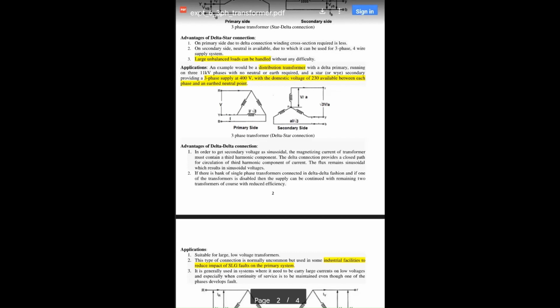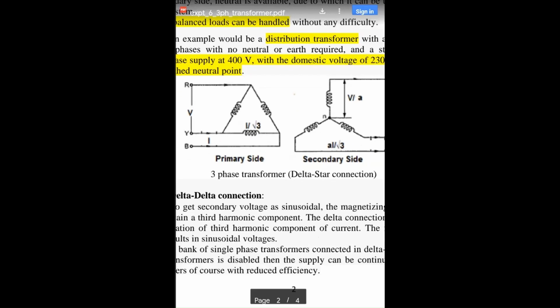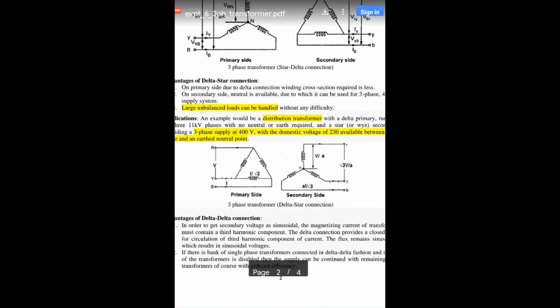So next is our delta star connection. The primary side is delta and the secondary side is star. What happens in the star connection, we have already studied, and what happens in the delta, this we have also studied, although you might not be remembering the results which we have already studied.